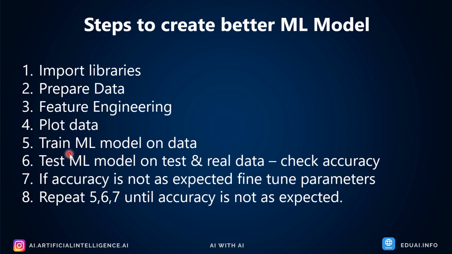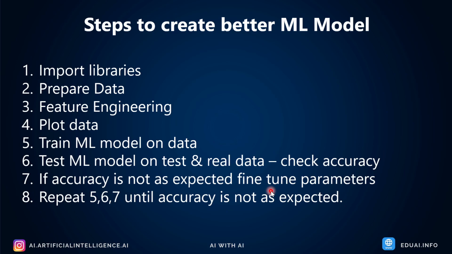So once you train and test your model, if accuracy is not as per expected, then we think of fine tuning parameters, fine tuning our machine learning model. Basically, we adjust the parameters of the algorithm, and then we again train and test, and we keep repeating steps number 5, 6 and 7, that is train, test, find the accuracy, until we get the accuracy as expected. These are the simple steps we are gonna follow to create our demos.